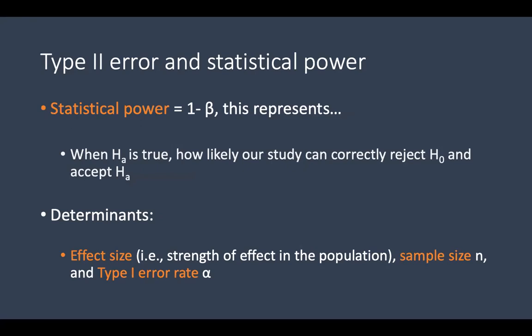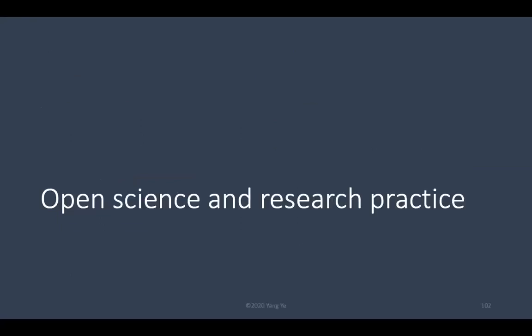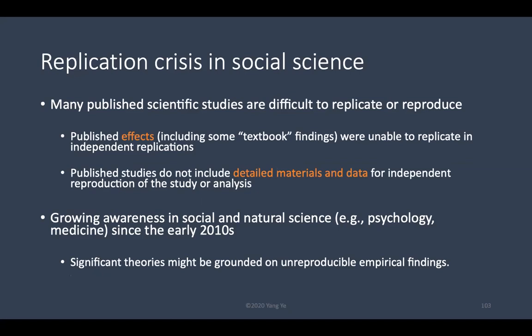So that's all that we have learned in the whole course. And as the end, I want to mention something really quickly, which is research practice on open science. This is related to quantitative research in general, not just statistics, but our research practice. In the past 10 years, people started to realize that a lot of effects are difficult or unable to replicate, including some textbook findings, and that some data are also unable to be reproduced. This becomes an issue because our theories are based on these findings, and if they are not reproducible or replicable, the whole foundation of the field is in danger.